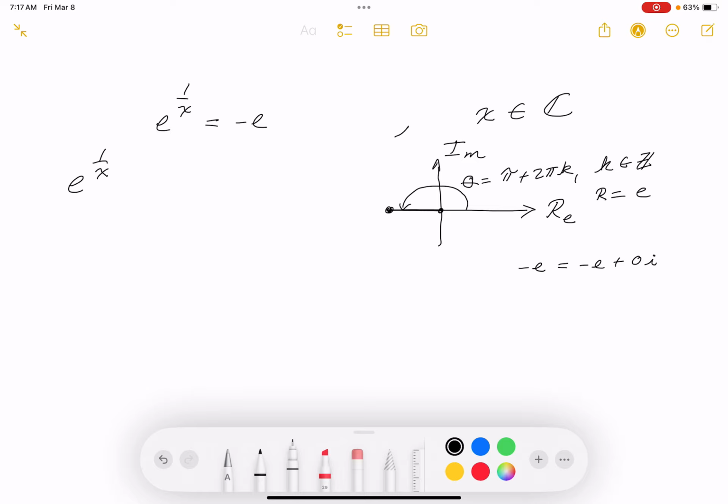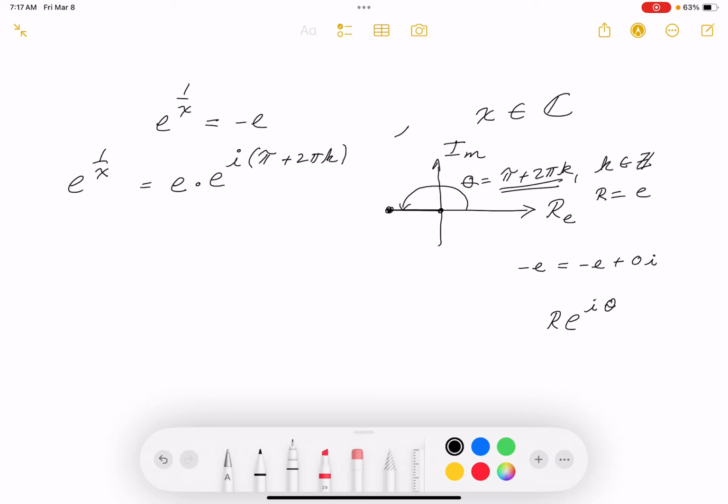And the way I'm going to rewrite the complex number is r e to the i theta. All right, I want to write that down now. So what's the r? The r is e. And what's the theta going to be? It's this thing over here. Let me write this down. It's pi plus 2 pi k, and again, k can be an integer.